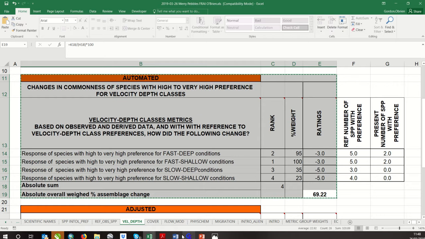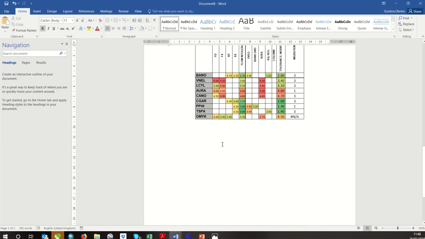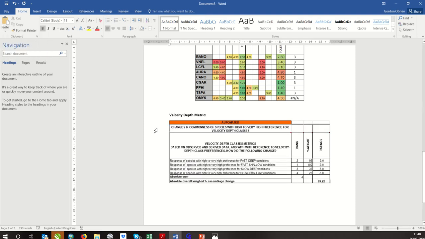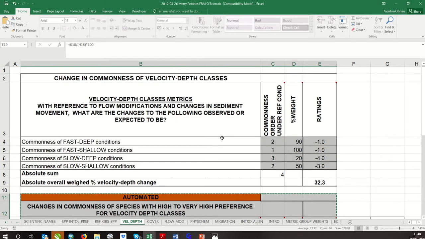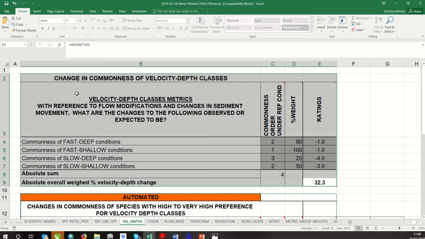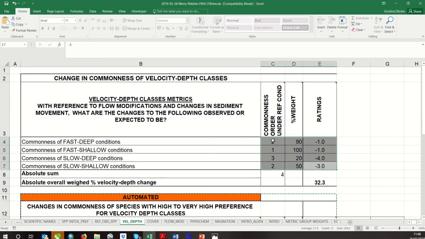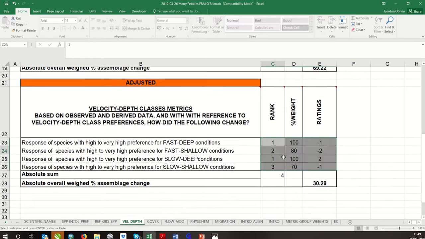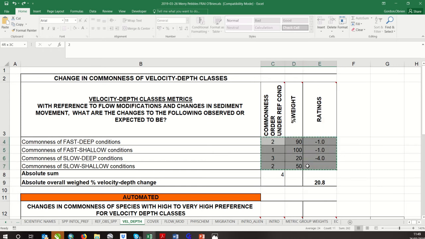So what I'm going to do now is for my sheet, I'm going to say velocity depth metric. No, I want to do it like this. There's my automated, and here is my adjusted. Oh, what have I done? And I've put it in the wrong place. Please excuse me, guys. I was just running ahead without thinking. Oh boy. Let me fix that. Sorry.